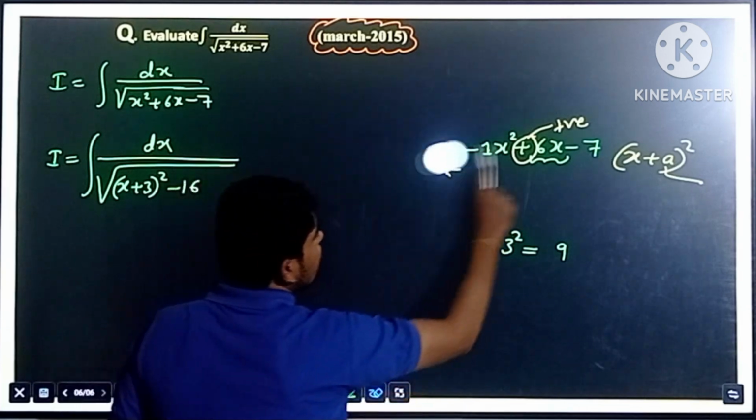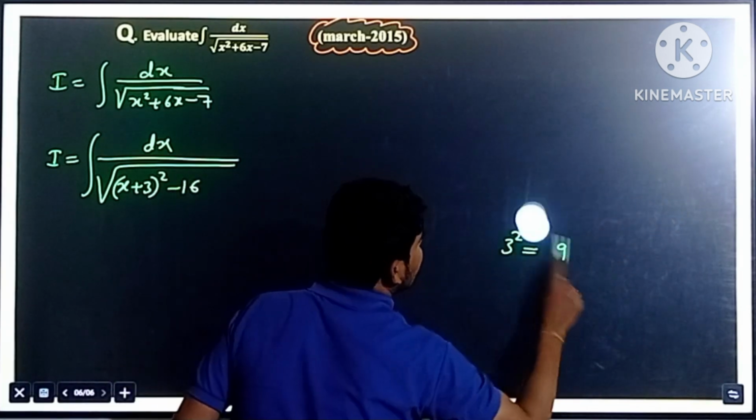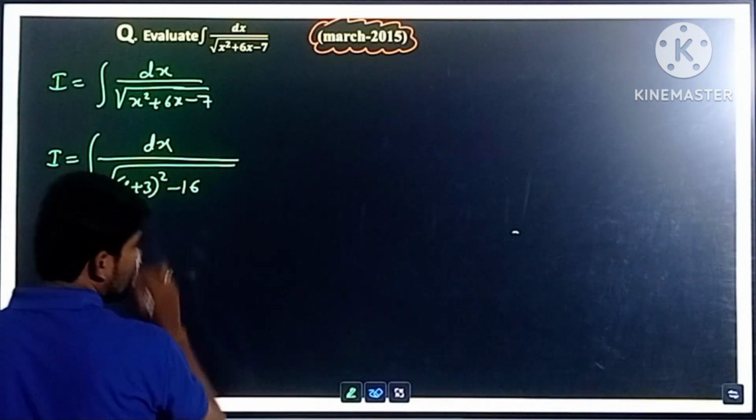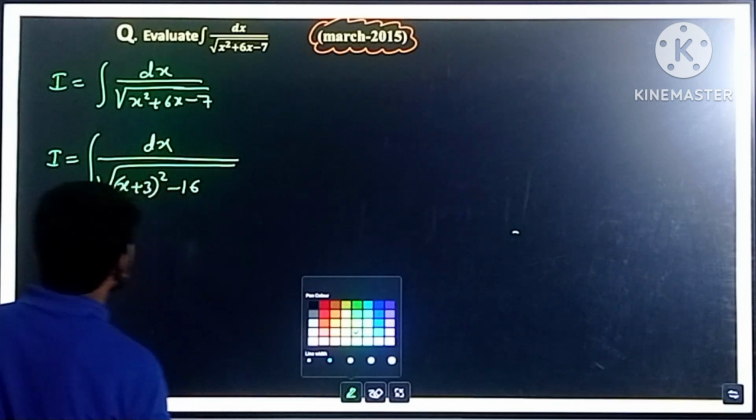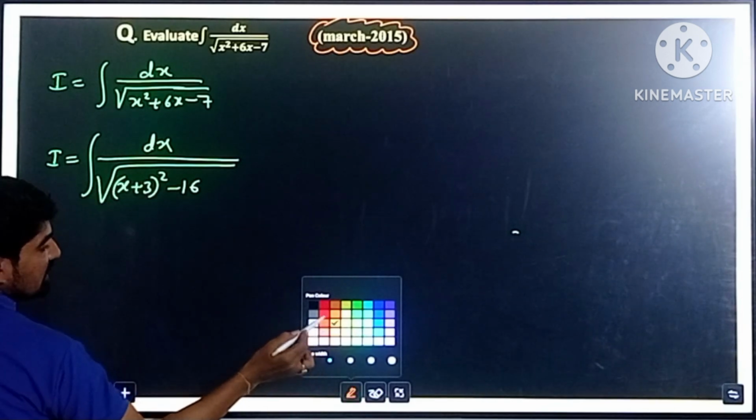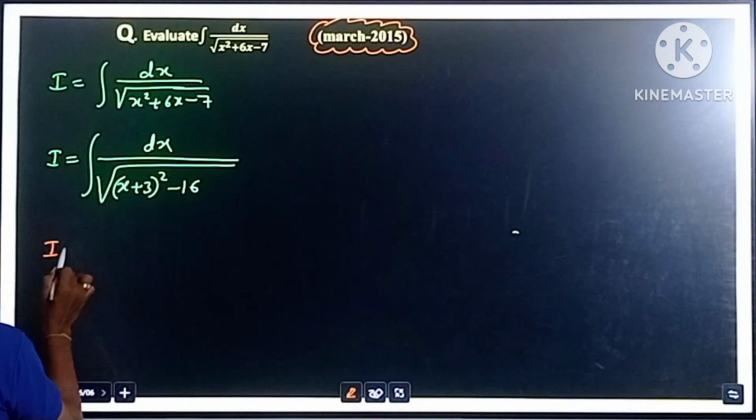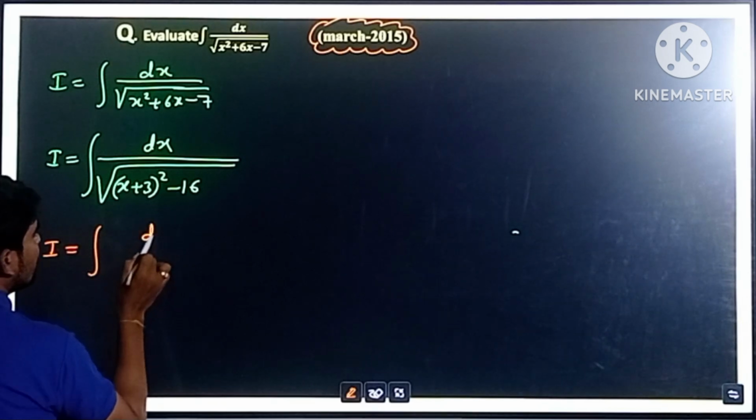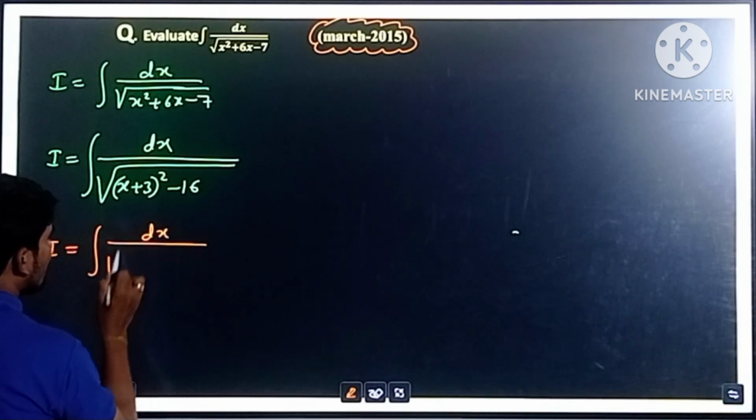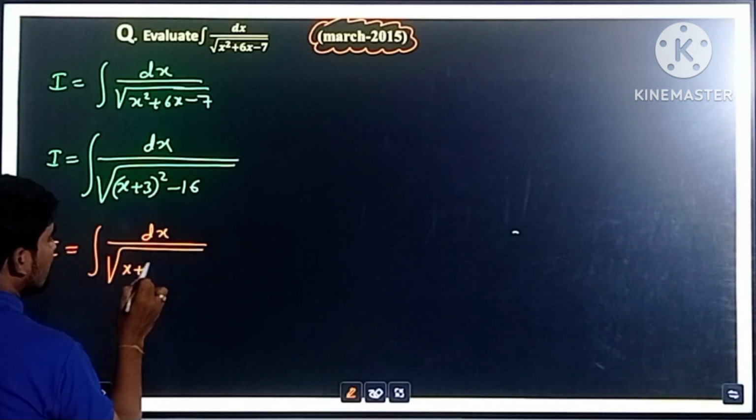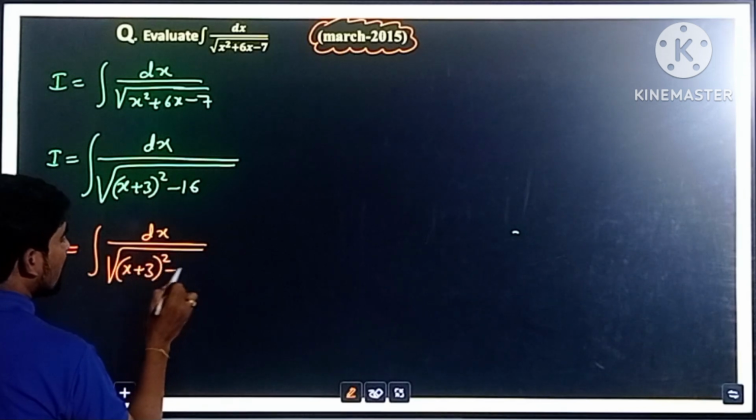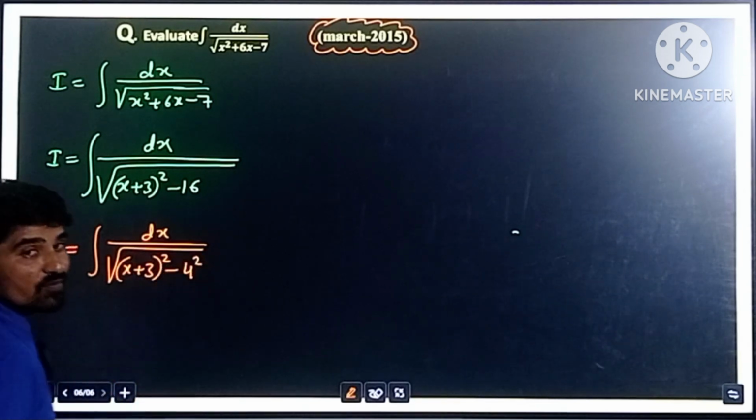So in the next step, just replace this 16 by what? 4 square. So I is equal to integration of dx divided by square root of (x plus 3) whole square minus 16, which can be written as 4 square.